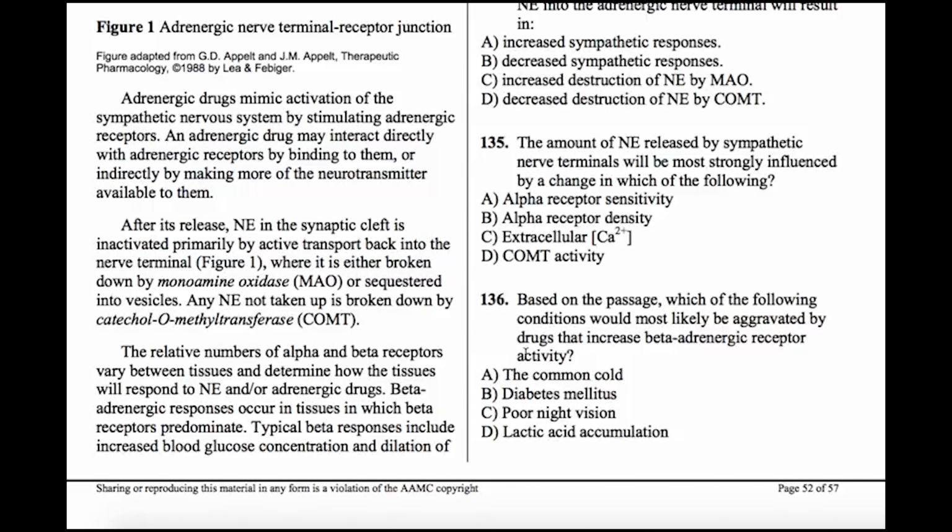So it's either broken down or taken up by some vesicles where it can't stimulate the postsynaptic neuron again. Any norepinephrine not taken up is broken down by catechol-O-methyltransferase, COMT.